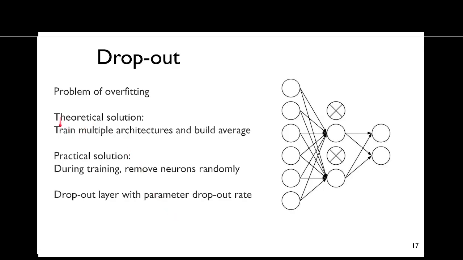The theoretical solution would be that we train multiple architectures, completely different approaches, and then we average over all of these different approaches. That's very complex and tedious and time-consuming and compute intensive, and therefore we want to have a practical alternative, and that is that during training we remove neurons randomly. That forces the neural network to build in redundancy and not solely rely on a certain neuron for a certain piece of information. In TensorFlow, we can introduce such a dropout layer and we can tell it how many of the neurons in that layer to drop.